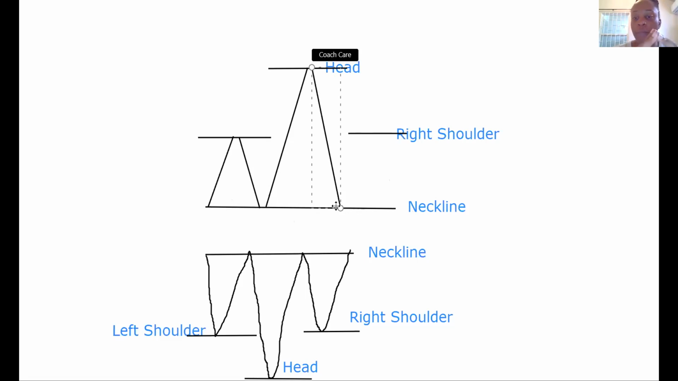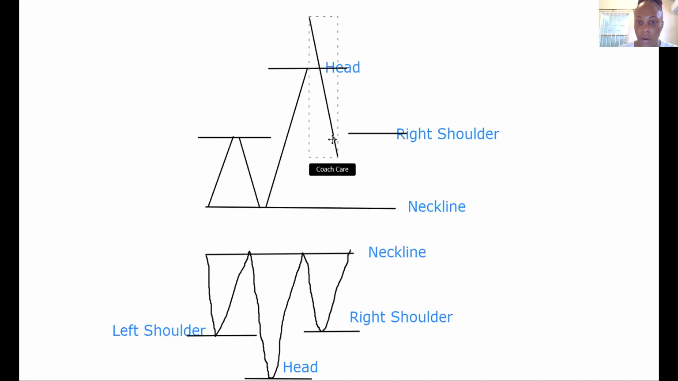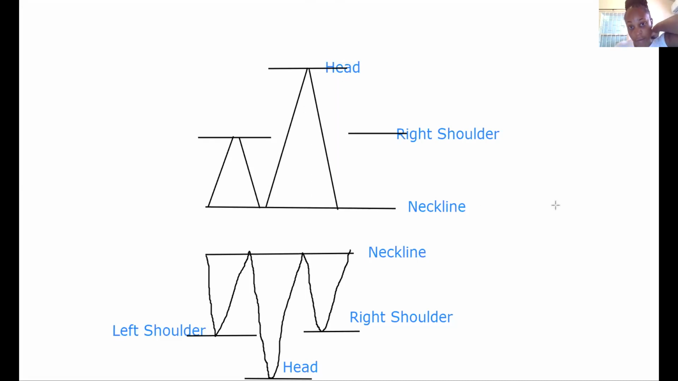So that's one of the confirmations that you need first to really be able to say and validate that the pattern forming is more than likely a head and shoulder pattern. The head must give you 100% retracement. All right, so we're not looking for it to stop here or here or here. We're looking for us to get a full 100% retracement of the head where it started.